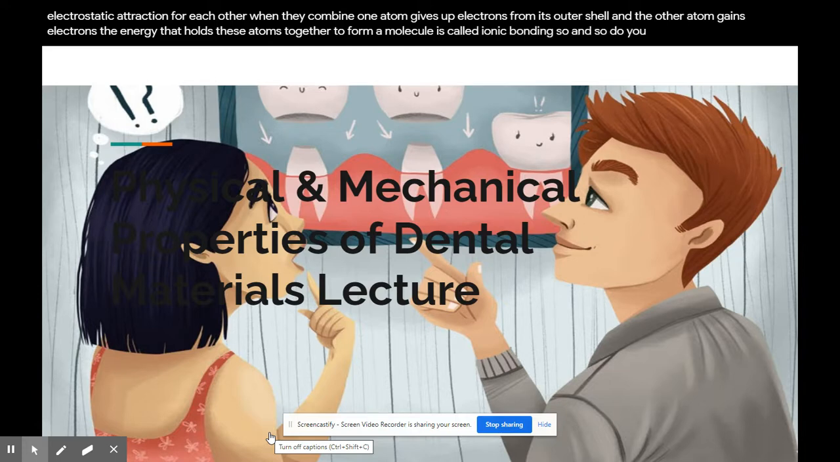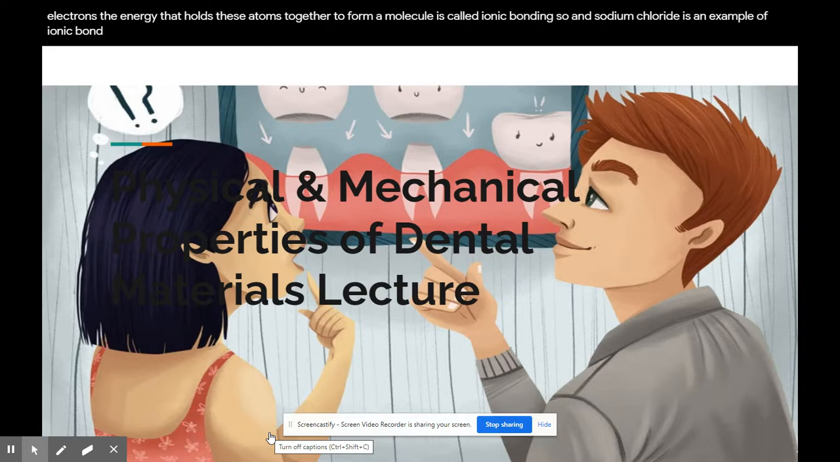Salt, sodium chloride, is an example of ionic bonding. Materials bonded in this way, such as ceramics, are usually brittle when they are pulled or bent and are poor electrical conductors. Ionic bonding can also be seen in gypsum products and phosphate-based cements.